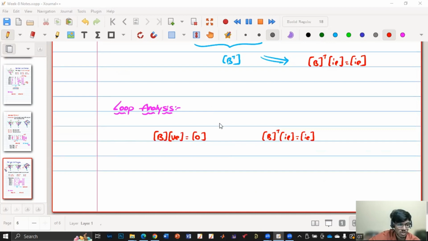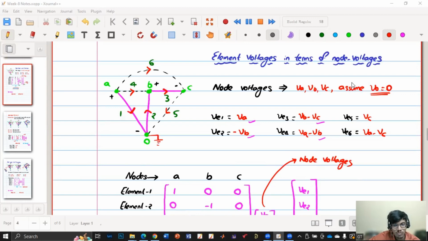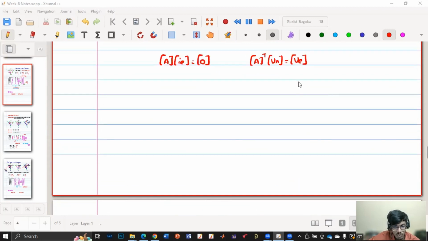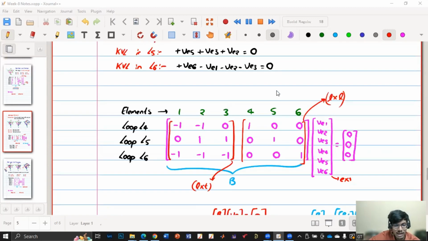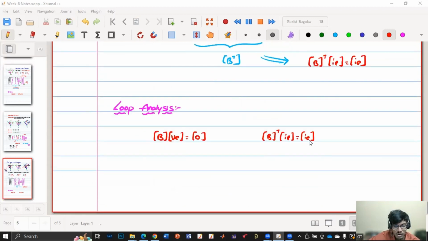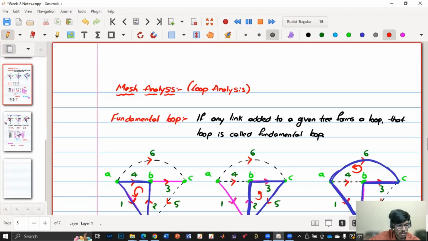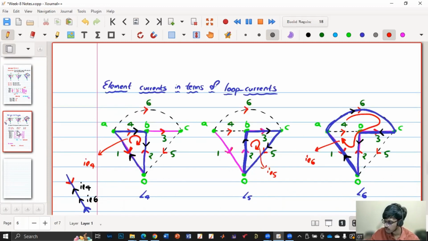And then in the case of nodal analysis, we have written the element voltages in terms of node voltages. Here we have element currents in terms of loop currents. So until this point, is this clear? We have discussed graph theory and how to apply it for mesh analysis as well as nodal analysis. So until this point, is this clear?